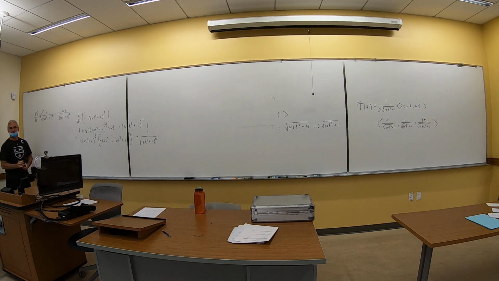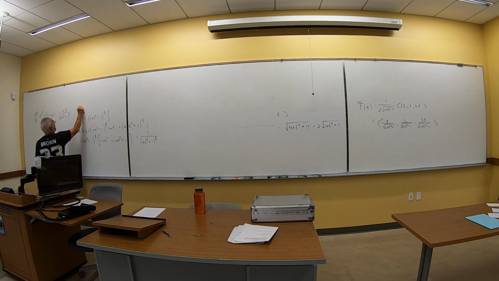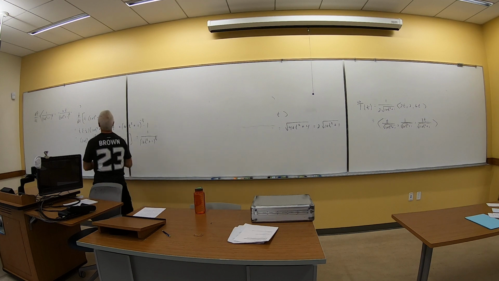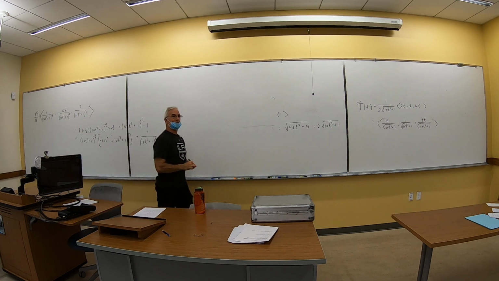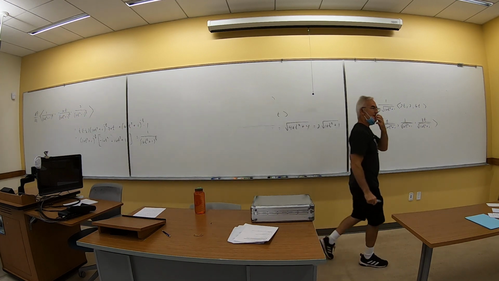And then finally, what's the third piece? Third piece should be 3 times what the first piece was. So what's going to go here? Let me erase that, sorry. 3 over 10t squared plus 1 to the 3 halves. Now, I just differentiated the unit vector.